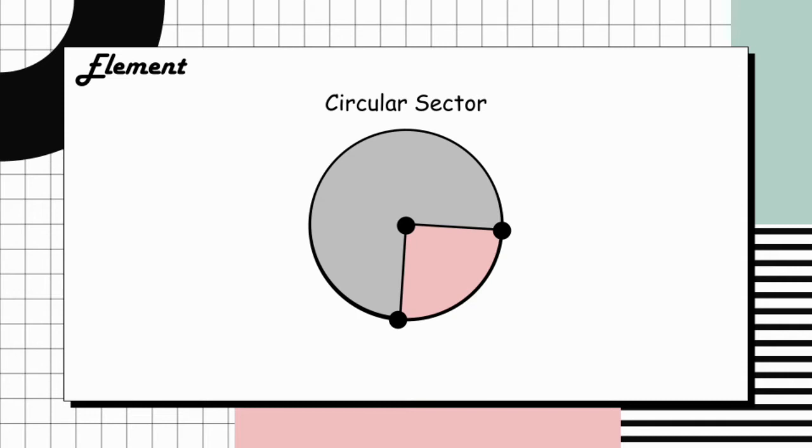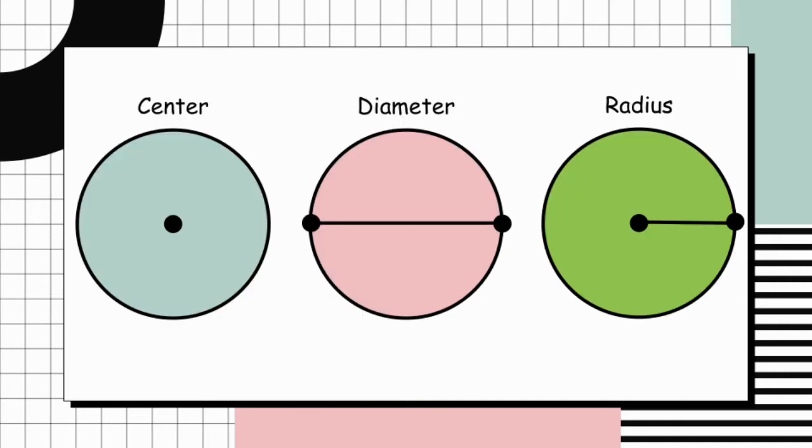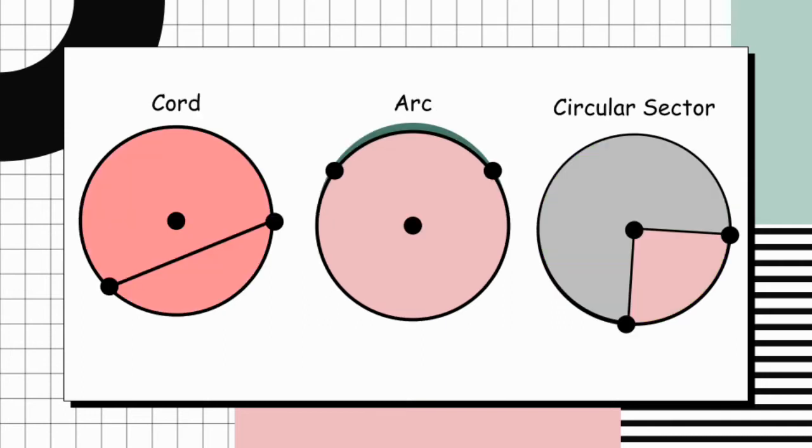Well, now we know all the elements in a circumference, but let's go over them one more time so we don't forget. Let's start with the first three most important ones: the center, diameter, and radius. And now the next three: chord, arc, and circular sector, which is the one that looks like a birthday cake.